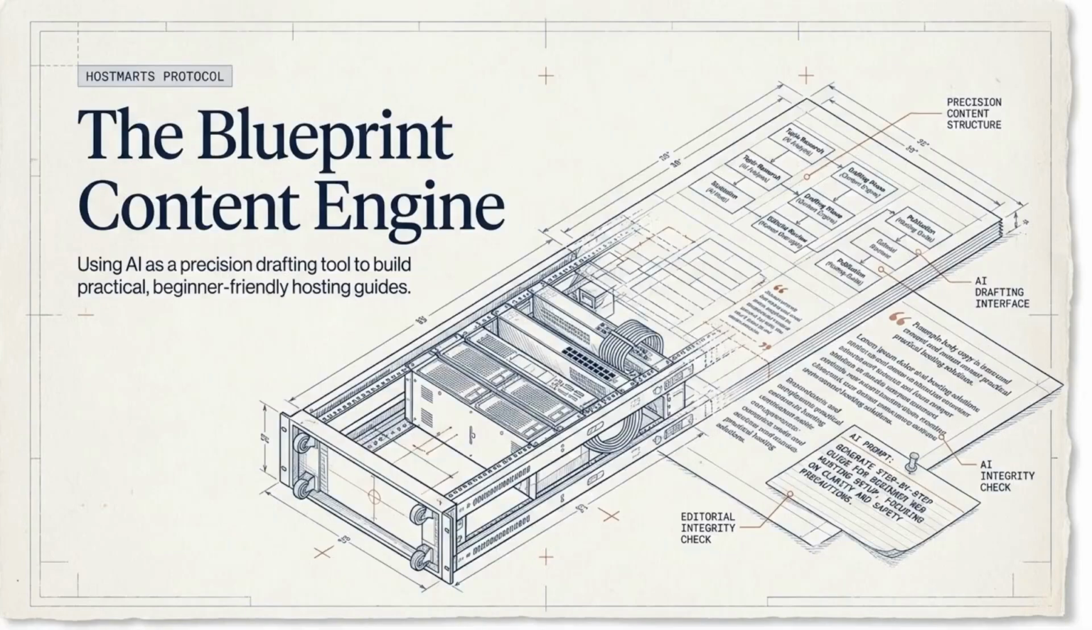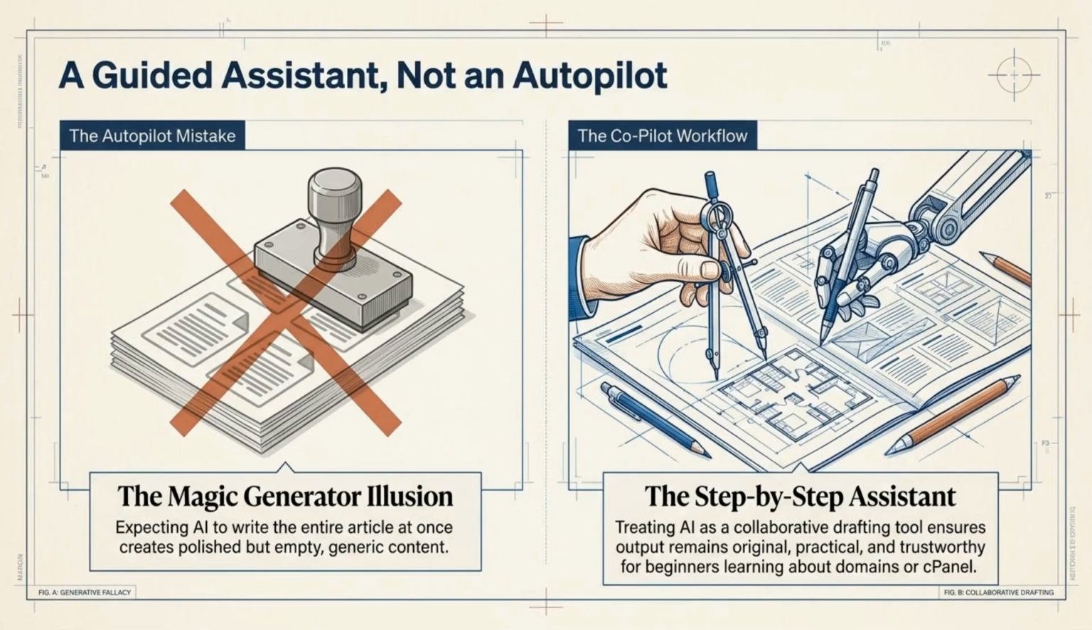Welcome. In this guide, we'll introduce the Blueprint Content Engine, a systematic approach for using AI as a precision drafting tool. Our goal is to move beyond generic articles and build practical, genuinely helpful guides for beginners. The core principle is to treat AI as a guided assistant, not an autopilot.